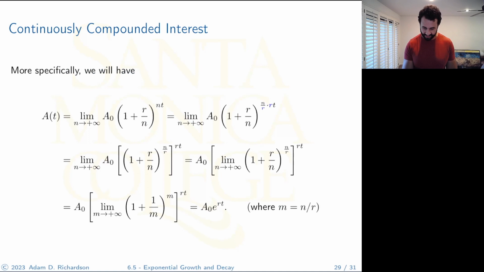What is that limit? It's this one. The limit as m goes to infinity of 1 plus 1 over m to the m. Well, guess what that's equal to? That's equal to e, that special number e. So there we go. Now we have the formula for continuously compounded interest.